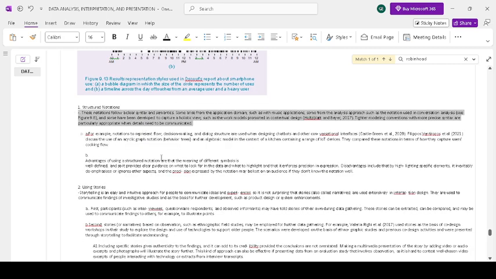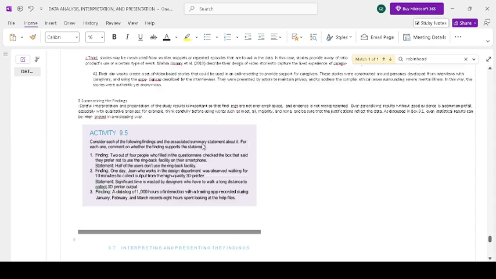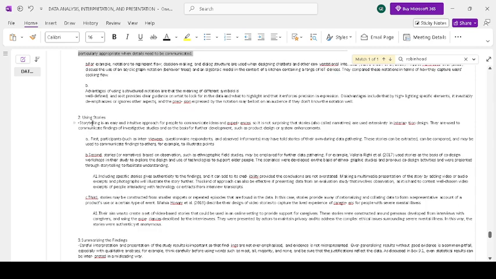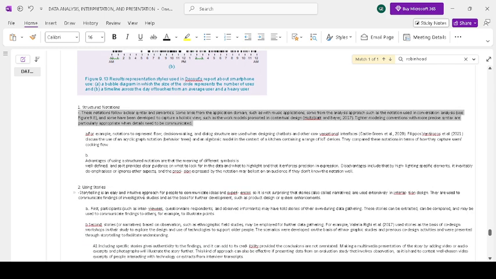Structured notes. So here are different ways for us to provide a story. Three ways: using stories and summarizing findings. Structured notes. These notations follow a clear syntax and semantics, some from the application domain, such as with music applications, some from an analysis approach, such as notation used in conversation analysis, and some have been developed to capture a holistic view, such as the work models promoted in contextual design.